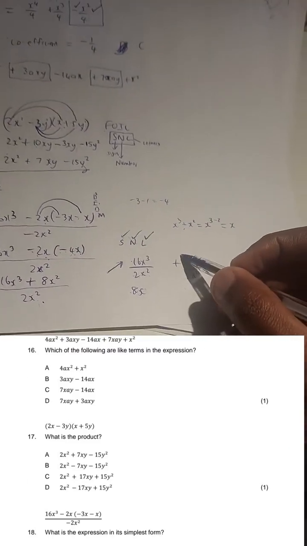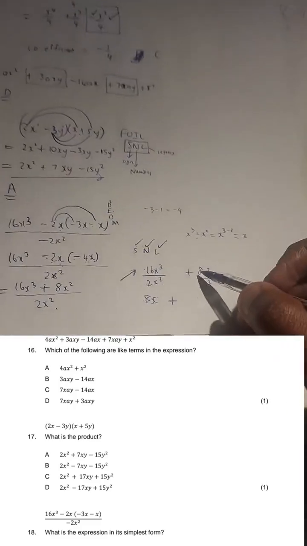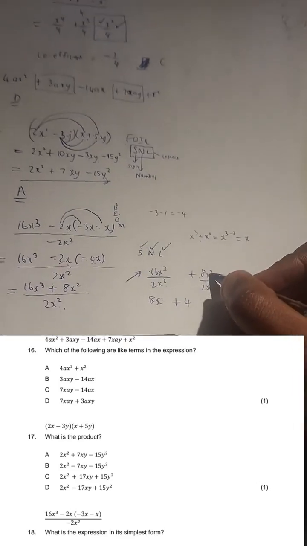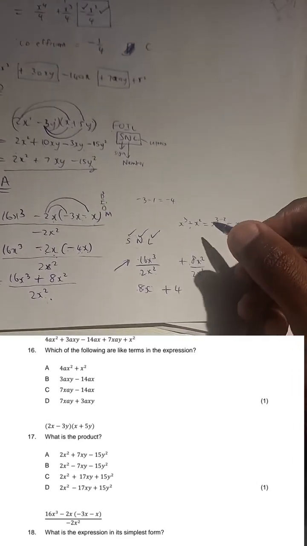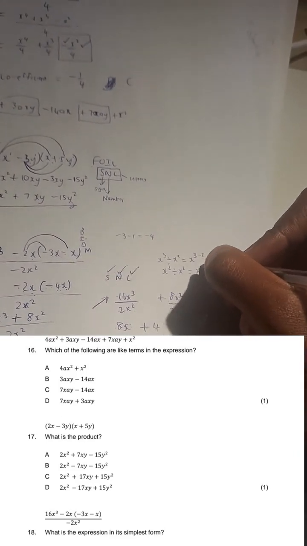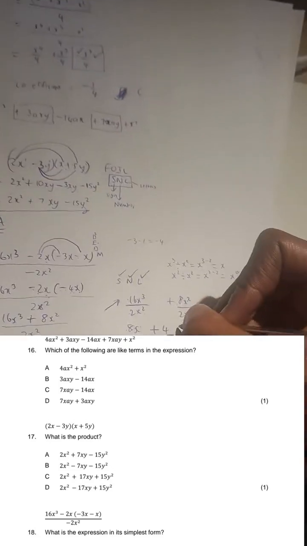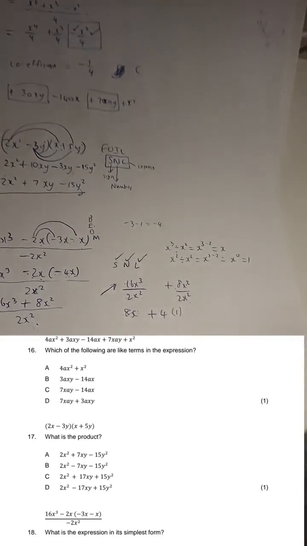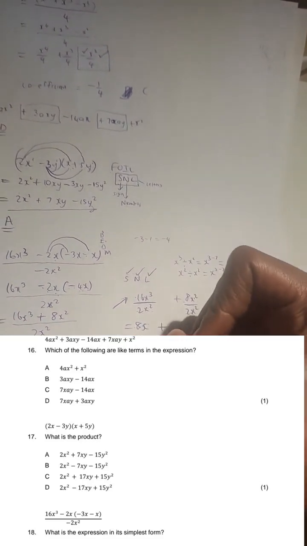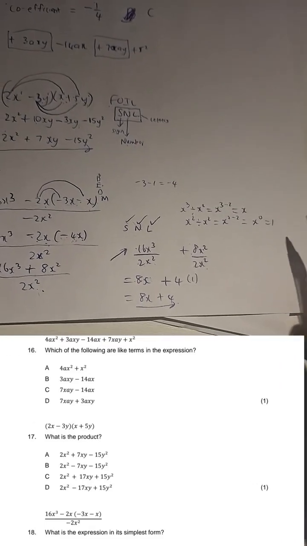Then come here, positive divided by a positive, that is also positive. 8 divided by 2, that is 4. That's our number. Then the letter x squared divided by x squared, those would both cancel out. Or you can say x squared divided by x squared is the same thing as x to the power 2 minus 2, which is x to the power 0, which is 1. So this is the same thing as 4 times 1. Final answer, 8x plus 4 times 1 is 4. So you get 8x plus 4 as your final answer.